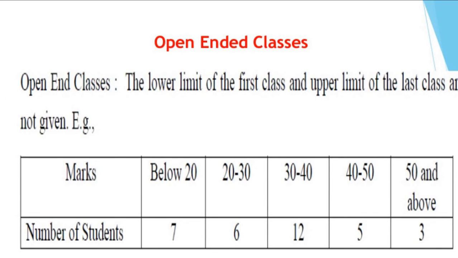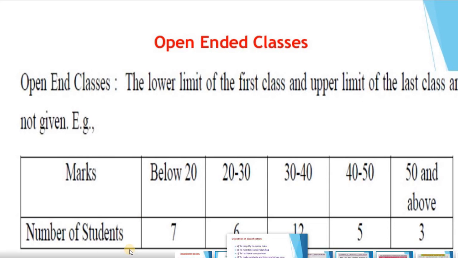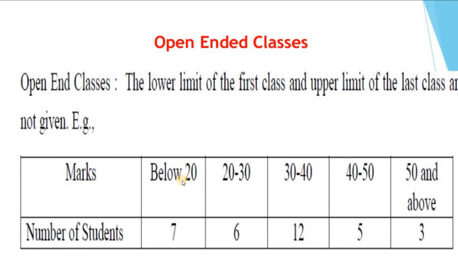Okay, next one, open-ended classes. The lower limit of the first class and the upper limit of the last class are not given. That one we are calling open-ended classes. Here, below 20, like that, they are not mentioning like 0 to 20 or 10 to 20. That one is open. Here at the ending also, 50 and above, any value can come. That reason we are calling it open-ended class.